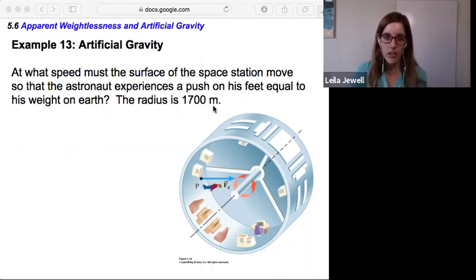All right, so we're given the radius here, and we know that it's going to be turning, so we're going to start thinking about our centripetal acceleration. That's creating this inward centripetal force. And what's generating that centripetal force? Well, what's creating this inward force is actually the normal force. But we want this normal force to be pushing back exactly the same as if the person was standing on Earth. So in other words, we want to set the normal force equal to the weight of the person, or equal to mg.